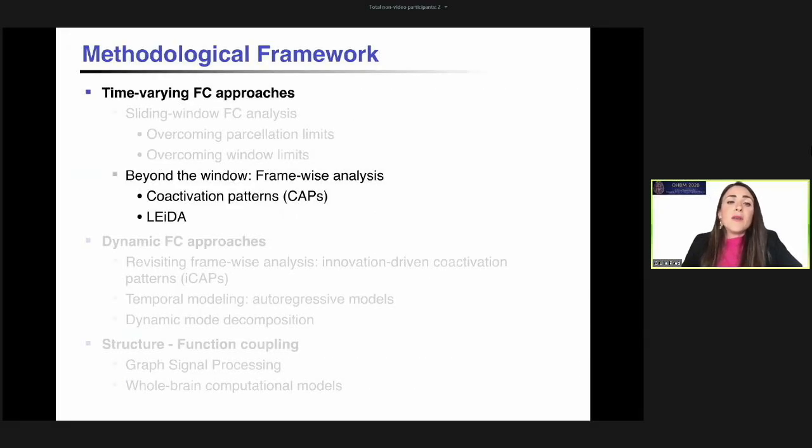Then other methods in literature actually tried to get rid not of the parcellation, but of the window. So going beyond the window in a category that we would call frame-wise analysis.